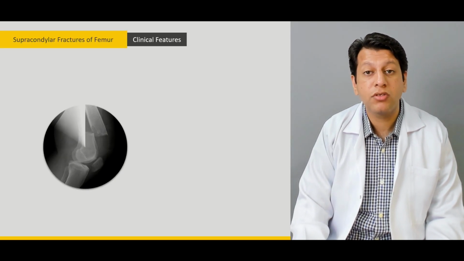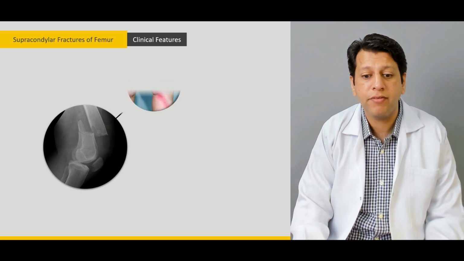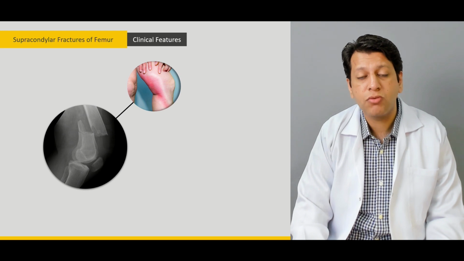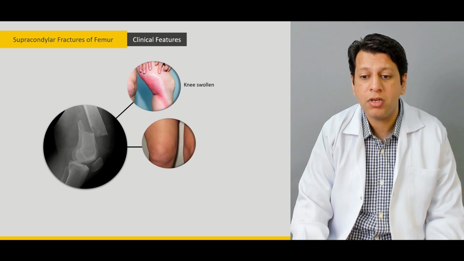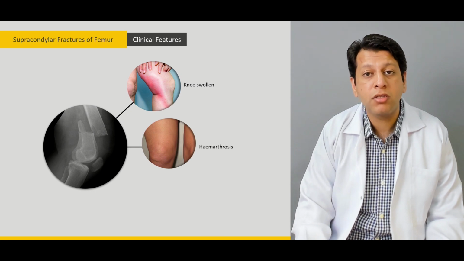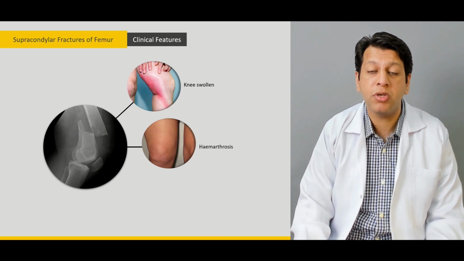Now coming to the clinical features. The clinical features of supracondylar fractures include massive swelling in and around the knee and just above the knee as well. This could lead to hemarthrosis. The patient may not be able to bear weight on it.